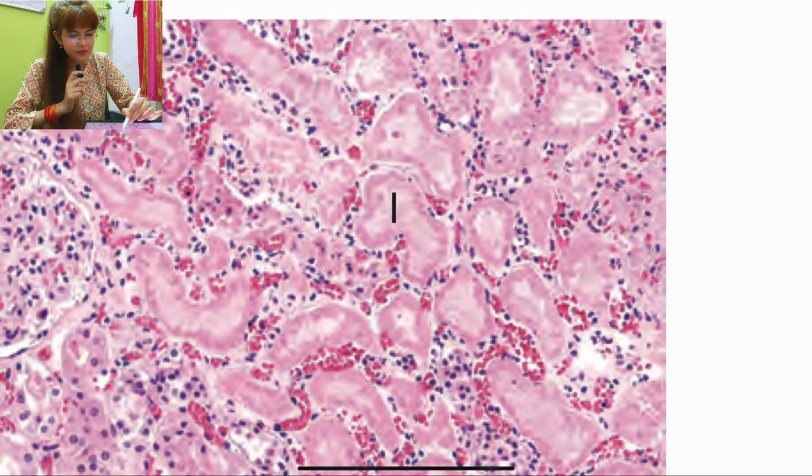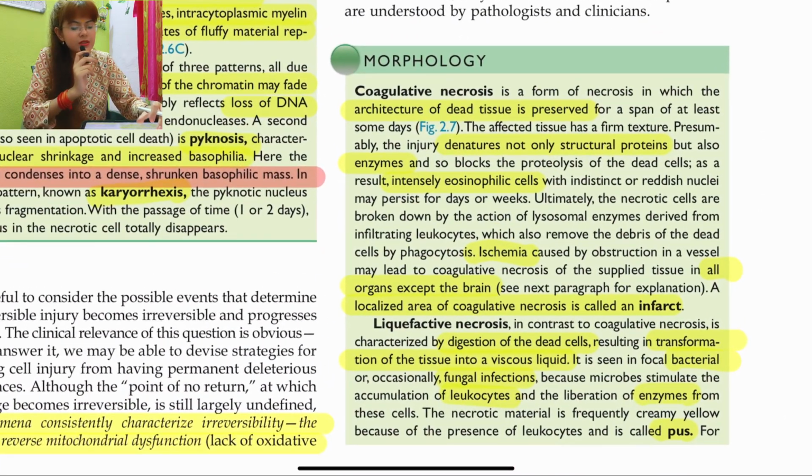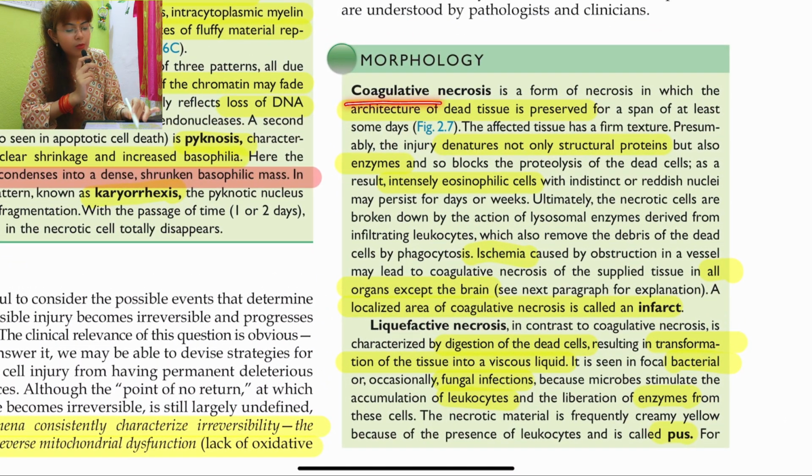So you can see that the membrane is preserved, the outer architecture is preserved, but there is a loss of nuclei. So what happens in coagulative necrosis, the most common form, is that the architecture of the dead tissue is preserved, and the injury denatures not only the structural proteins but also the enzymes. As a result, there's a formation of intensely eosinophilic cells. So ischemia may occur, and in all the solid organs except the brain, there is formation of coagulative necrosis.